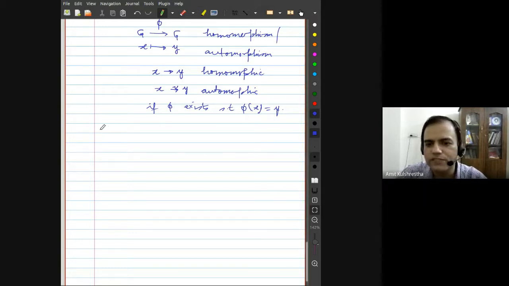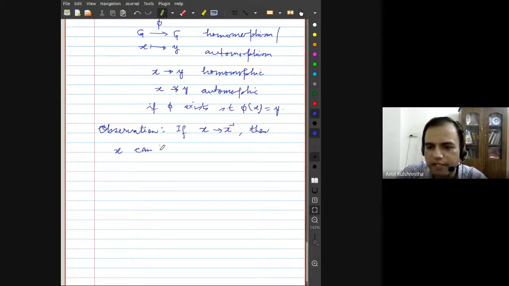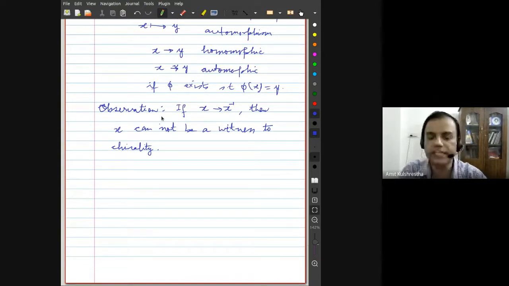And because that's where our first observation starts about witnesses, we have to identify witnesses. So the observation is that if x and x inverse are homomorphic, then x cannot be a witness to chirality. Not difficult. Maybe all such things we can take up in the tutorial for details. So if x is homomorphic to its inverse, then it is not allowed to be a witness. And that's how we start identifying many witnesses.